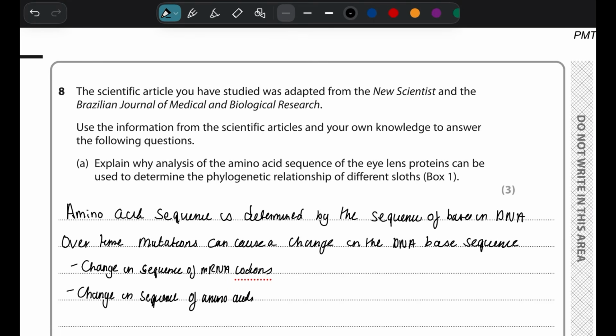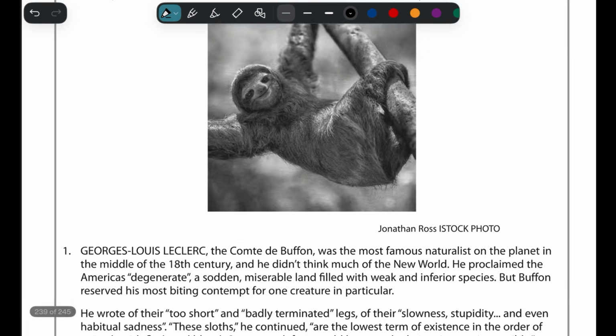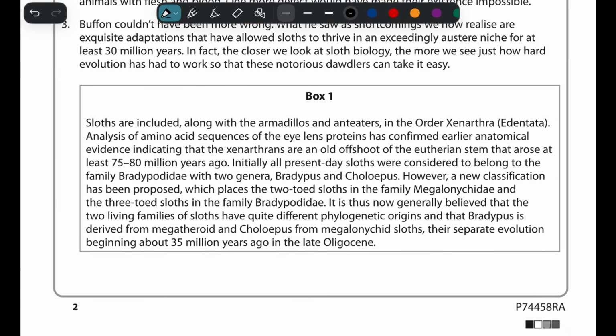Okay, we're on the article now, and having had a brief read through, it seems like a lot of it was about evolution. They said: explain why analysis of amino acid sequence in this protein can be used to determine phylogenetic relationships between different sloths. Now, to be honest, I don't think you need to read the article to get that question, but let's just read box one. Having read through it, we're talking about sloths and some different armadillos and anteaters in this order.